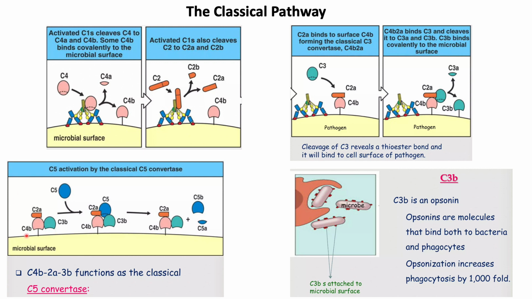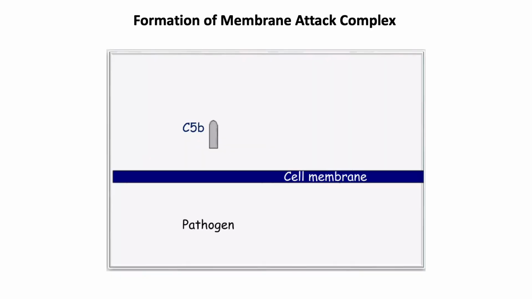We now have the C4B2A3B complex bound to the microbial surface. This functions as the classical C5 convertase enzyme. It cleaves the C5 component to C5A and C5B. The later stages involve inflammation, phagocytosis, and cytolysis by the membrane attack complex.